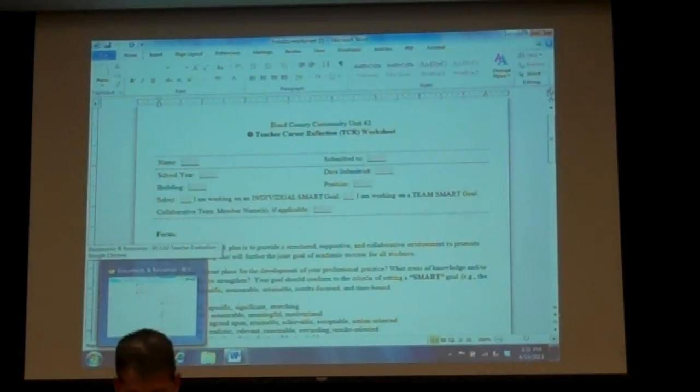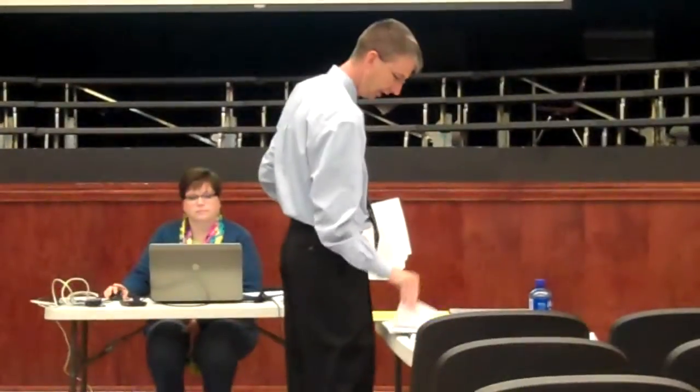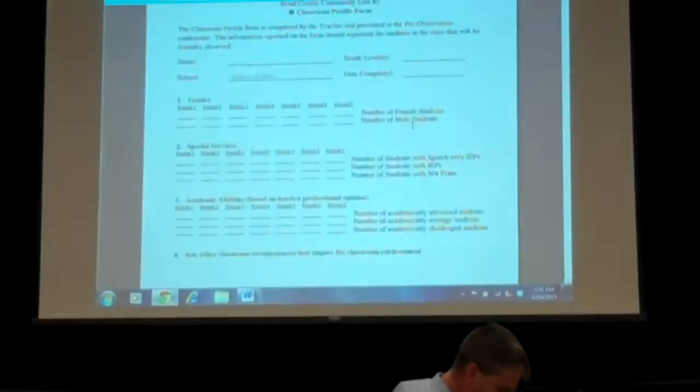Questions? Nobody? Okay. That's number one. Next page is the classroom profile form. We had a lot of discussion about this one. What is it? Why do we need it?